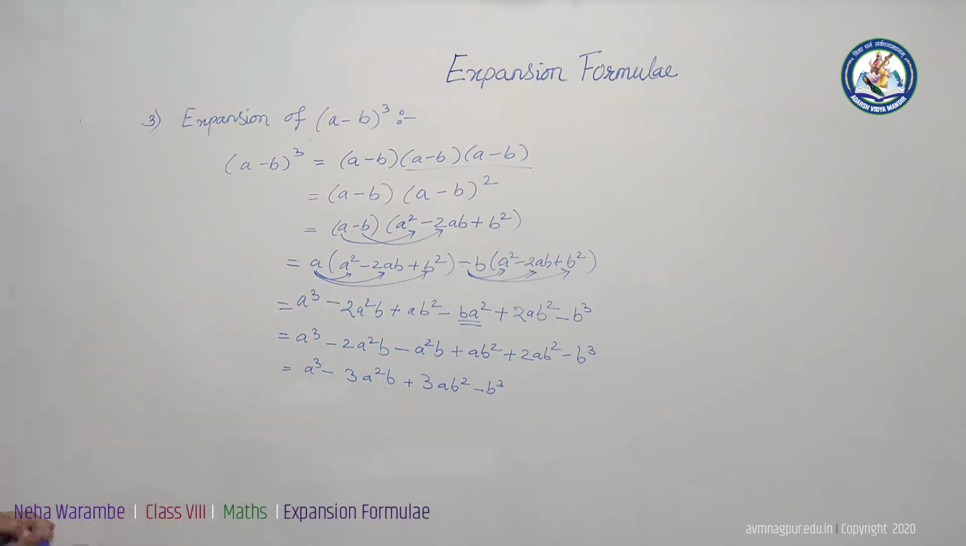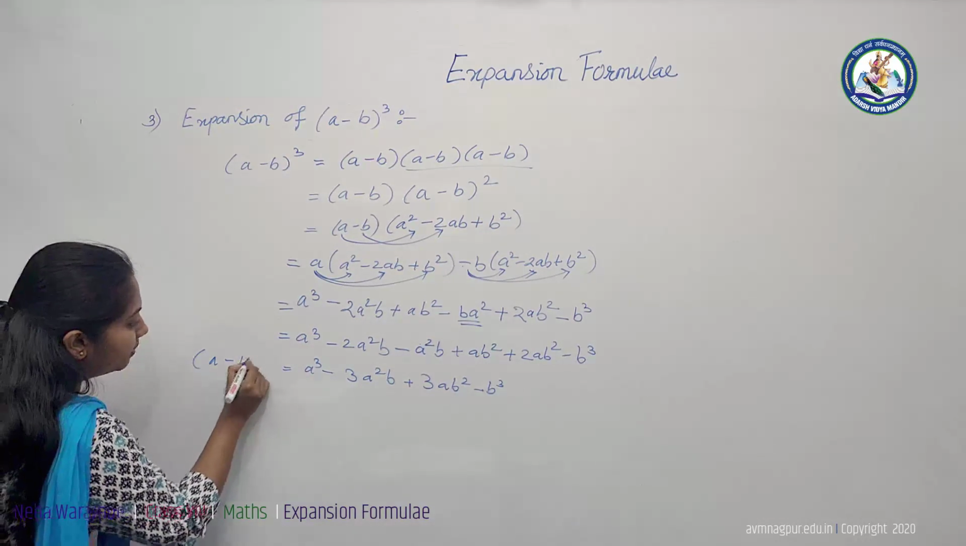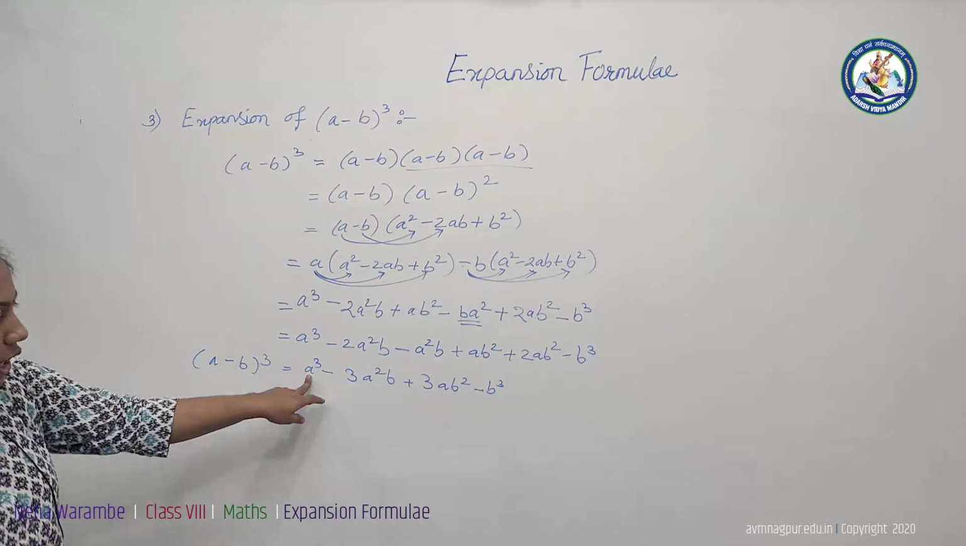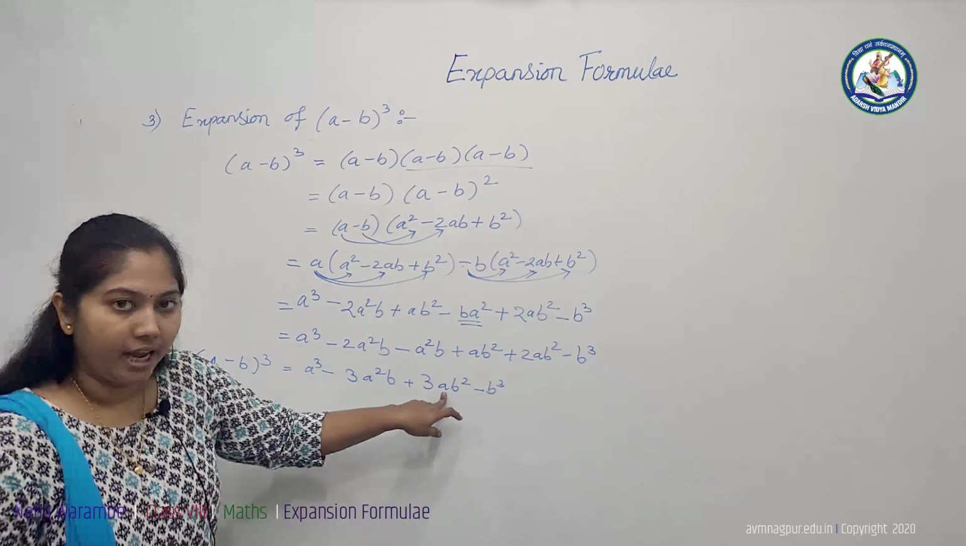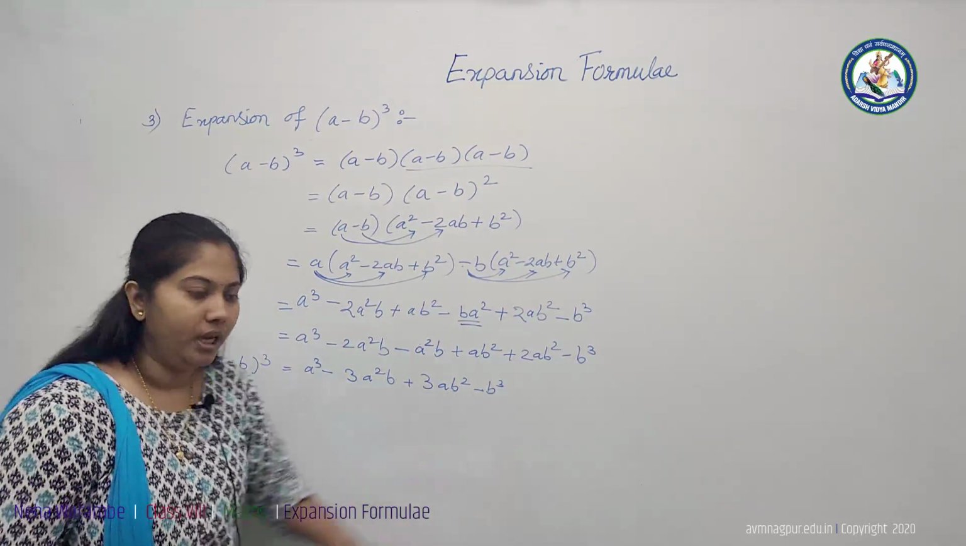Now the expansion of a minus b whole cube is equal to a cube minus 3a square b plus 3ab square minus b cube.